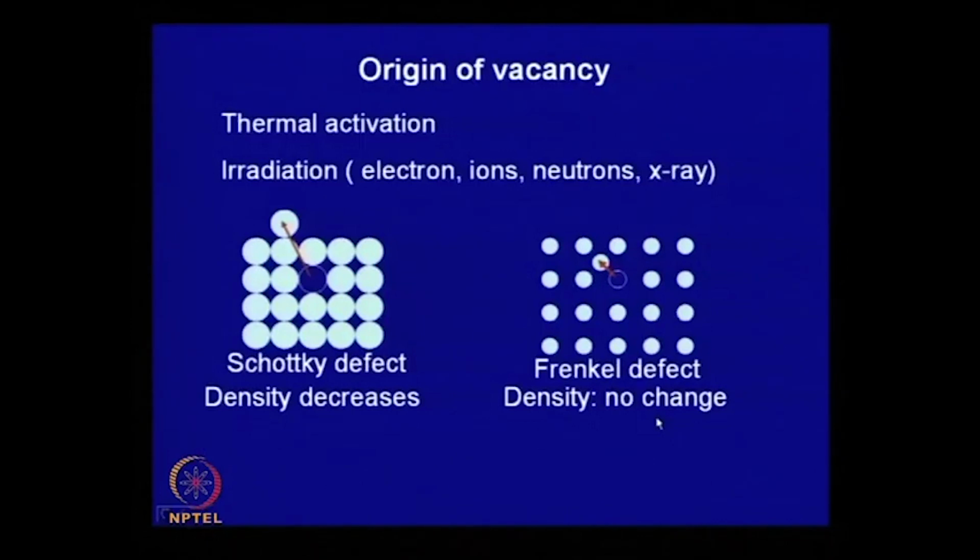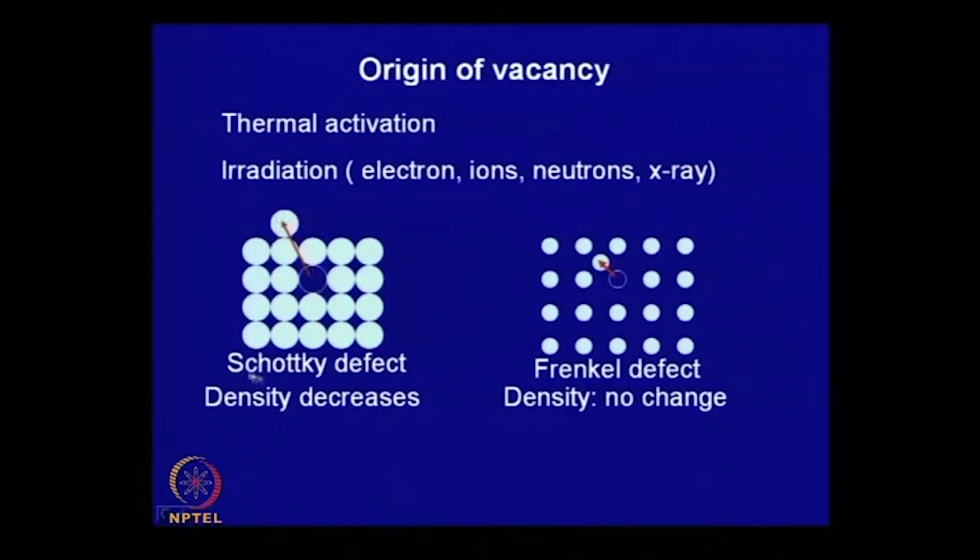Now, let us look at the origin of vacancy. Obviously, when we calculated the number of vacancies which you can get under equilibrium at a particular temperature, we implicitly assumed that to create a vacancy you have to give some amount of thermal excitation. So, thermal activation is one. Another, you can bombard this metal with high energy particles like electron beam, ions, neutrons or X-ray. In that case also you will be able to push an atom from here to here. So if you bombard it or give some thermal activation, one atom moves from the center and comes to the surface.